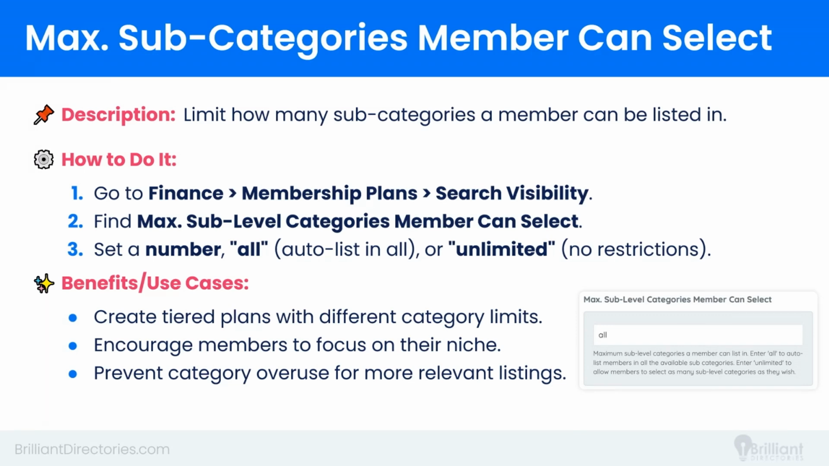You can also enter the word all, ALL. That will auto list the members in that membership plan into all of the available sub-level categories, or you can type in unlimited. That will still leave the choice up to the members to choose which subcategories to be listed in, but they won't be limited to a specific number. They can choose however many they want.